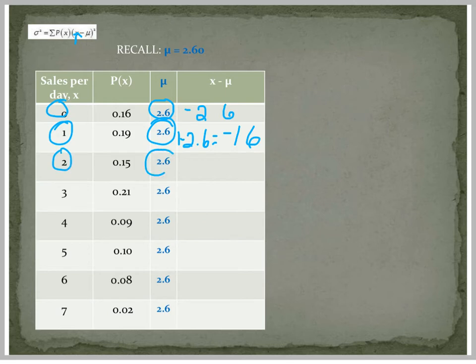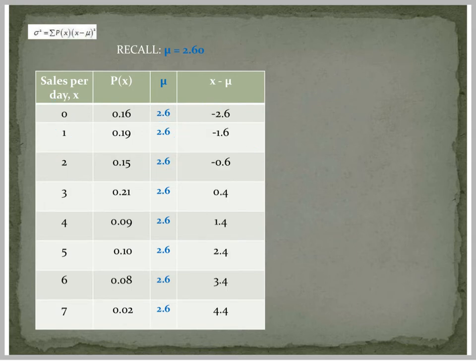2 minus 2.6 gives me a negative 0.6. And I can continue on to fill in each of those values. 3 minus 2.6 gives me 0.4, 4 minus 2.6 gives me 1.4, then 2.4, 3.4, and 4.4. So I've filled in that part.